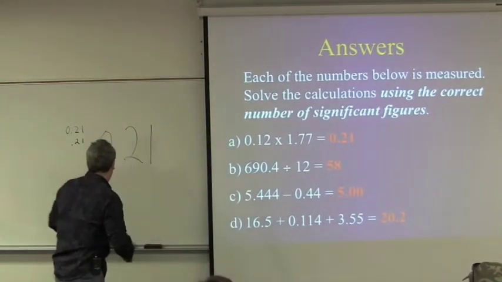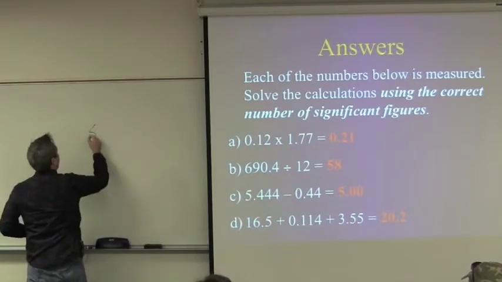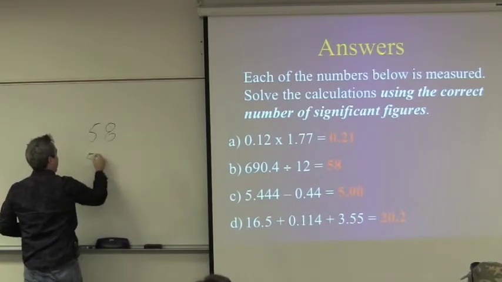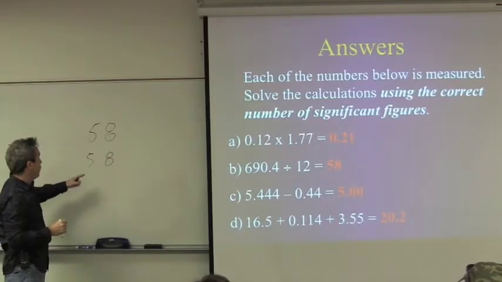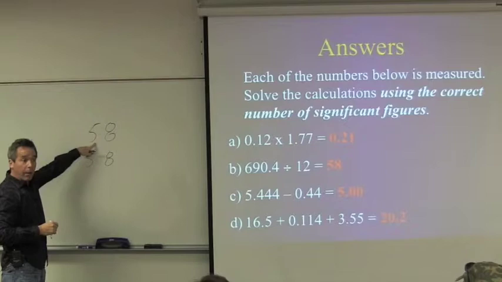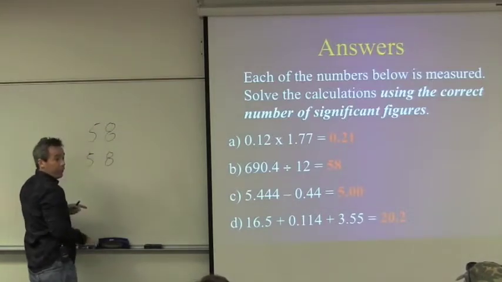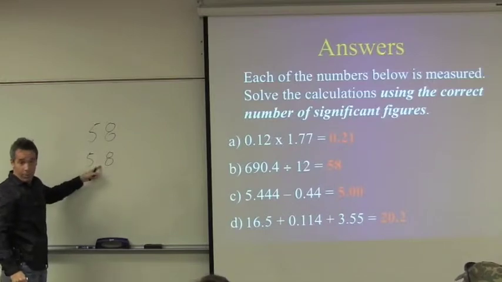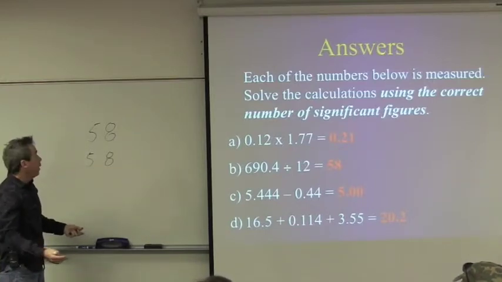Good question came up. Do we write 58 or 58 point? Let's look at both of these. 58, decimal point absent, right? So we're going to go this way. 1, 2 significant figures. This one, decimal point present, how many significant figures? 2. So it really doesn't matter.